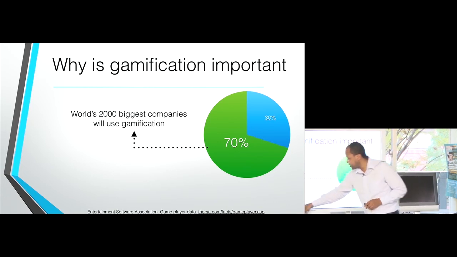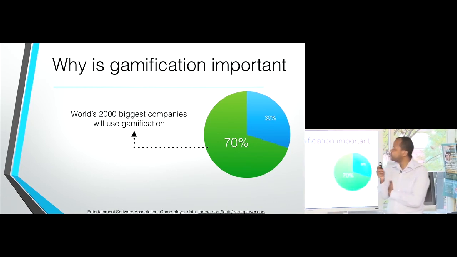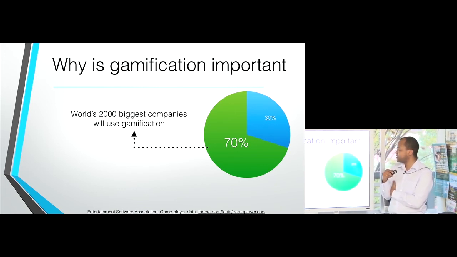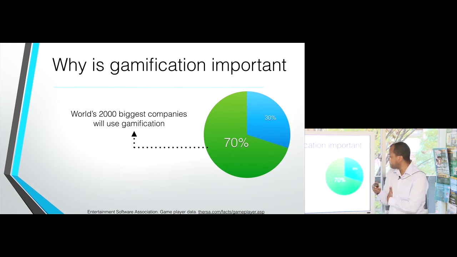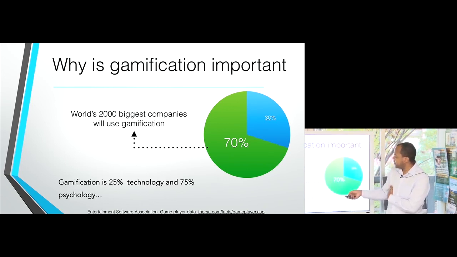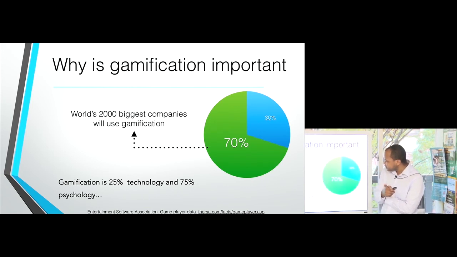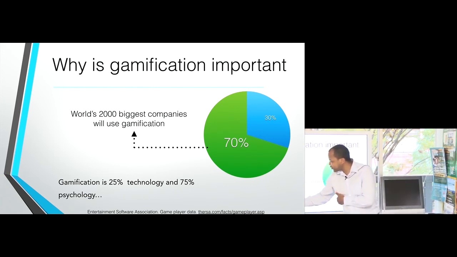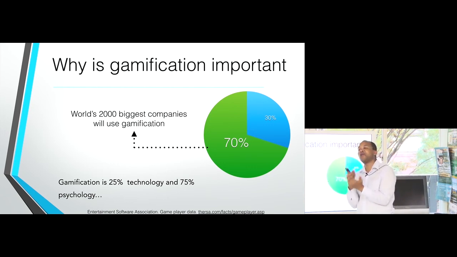You can check out this website. They say that 70% of the world's 2,000 biggest companies will use gamification by 2019. Unfortunately, gamification is only 25% technology, and the rest, 75%, is more behavior, more psychology based.